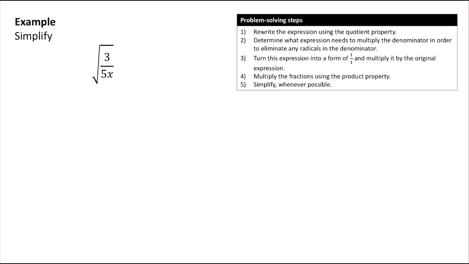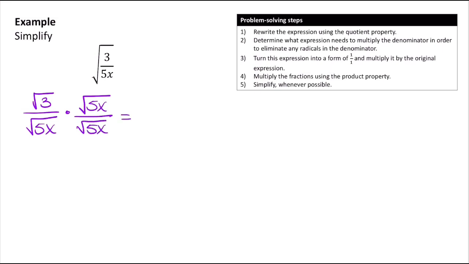So we have the square root of 3 over 5x. I'm going to start off using the quotient property to rewrite this. So I'm going to write this as the square root of 3 over the square root of 5x. Now I need to work on getting rid of that radical in the denominator. Well, since this is a square root, if I turn that denominator into the square root of 5x squared, I can actually get rid of that radical. So I'm going to multiply by the square root of 5x over the square root of 5x.